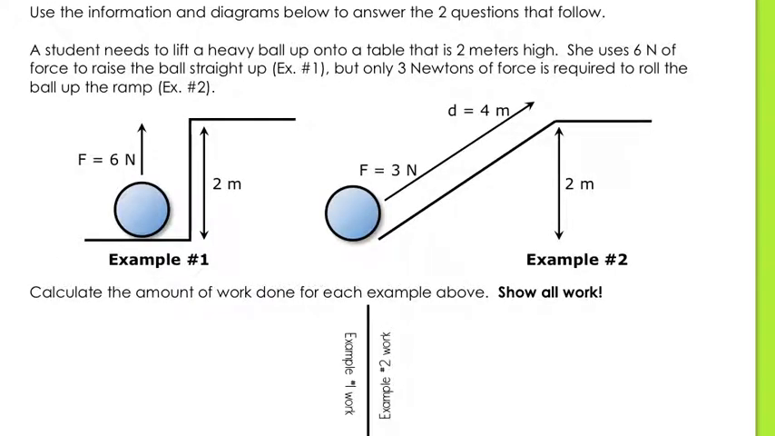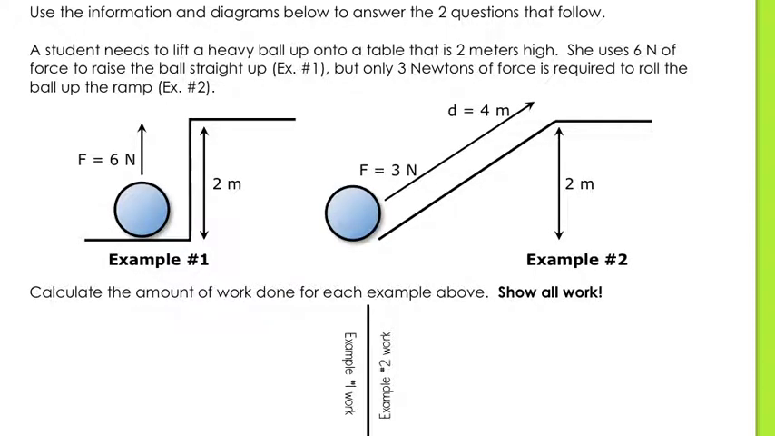Next page says, use the information and diagrams below to answer the two questions that follow. A student needs to lift a heavy ball up onto a table that is 2 meters high. She uses 6 newtons of force to raise the ball straight up. That's example number 1. But only 3 newtons of force is required to roll the ball up the ramp from example number 2. Calculate the amount of work done for each example above. Show all of your work.